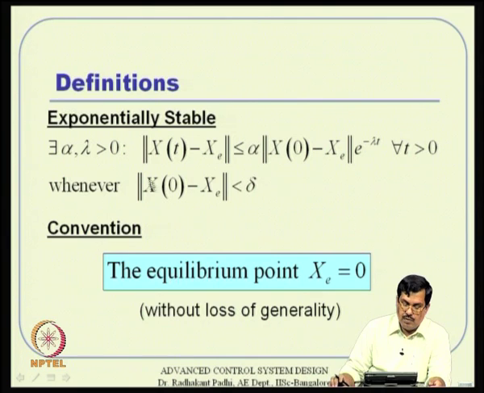Then there is an even stronger notion of stability, which is exponential stability. So, the trajectory not only goes to the equilibrium point, but the rate of decay is also exponential. This is the strongest notion. And for every practical purpose, we can always do a change of coordinates, so we take this equilibrium point to be the origin.